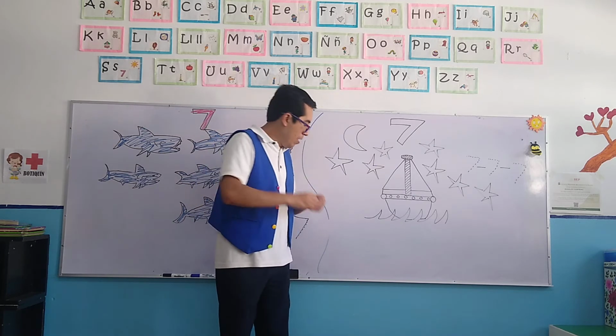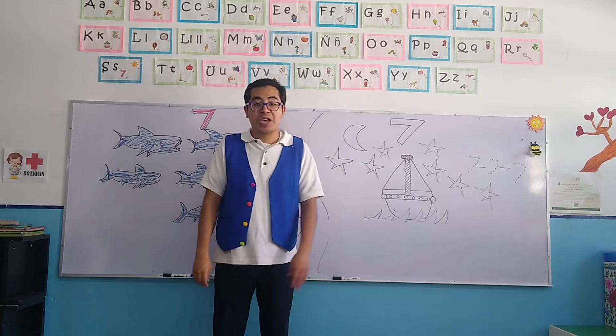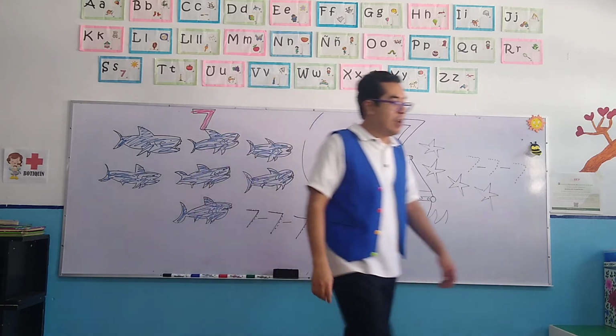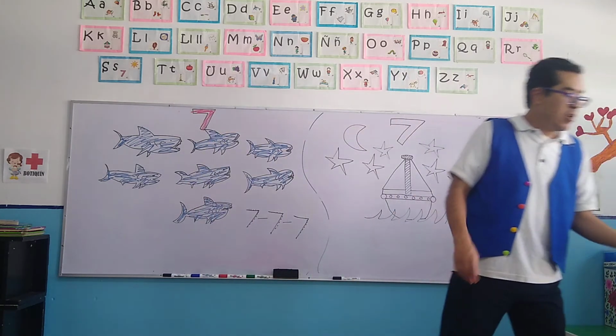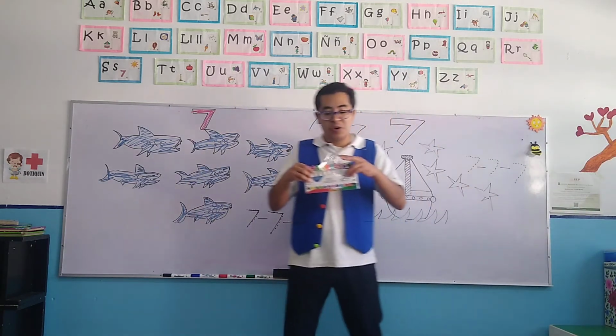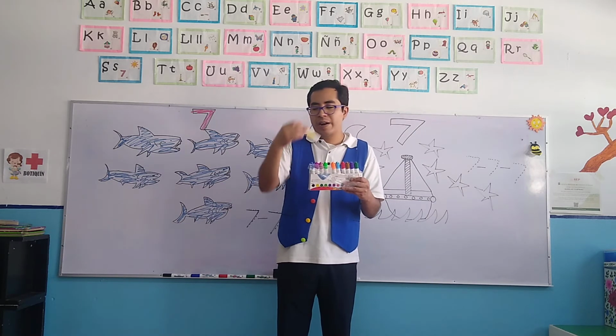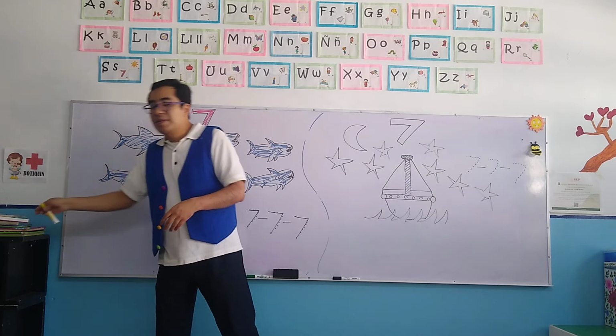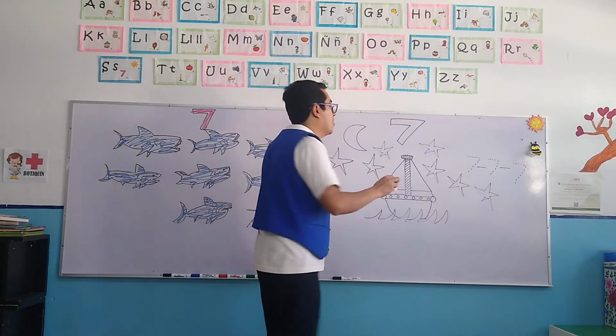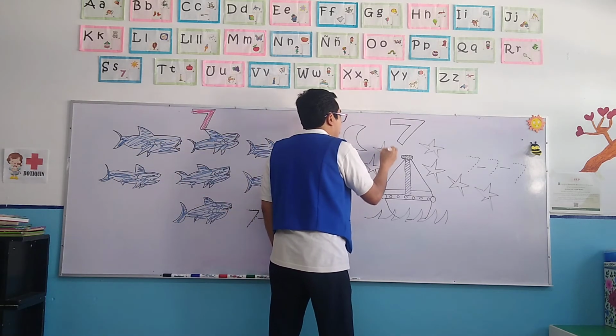Now for the stars, we can use color yellow. The teacher will use color yellow. Don't forget to have your pencil case next to you so you can locate it. Once you have it located, you pick it up and commence painting the stars with color yellow.